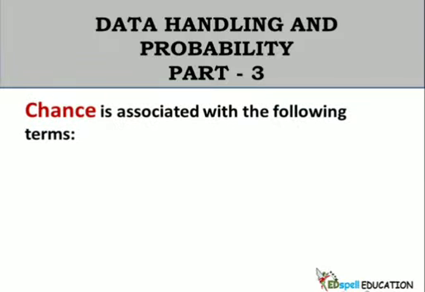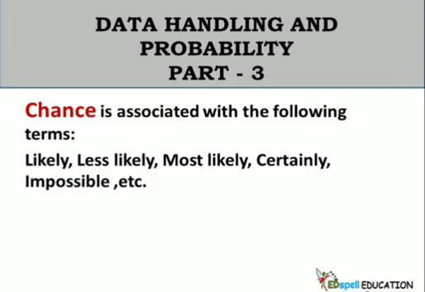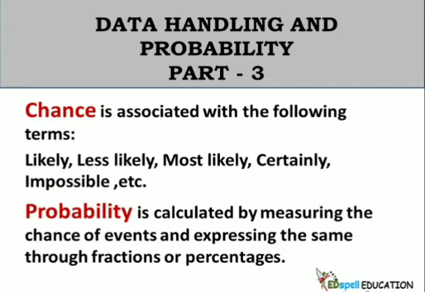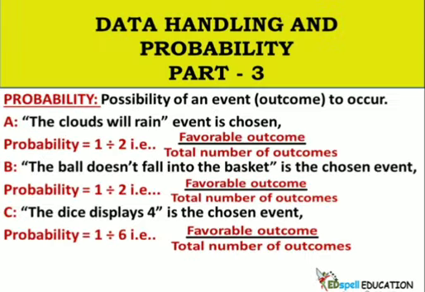Now, chance is associated with the following terms: likely, less likely, most likely, certainly, impossible, etc. Because chance is used in our common day language. But probability is a mathematical term and it is calculated by measuring the chance of events and expressing the same through fractions or percentages.